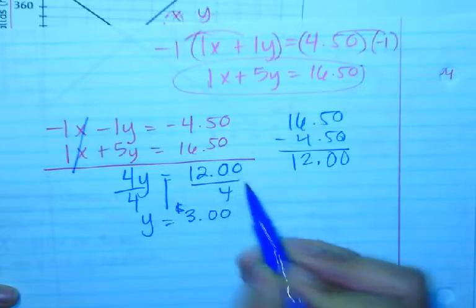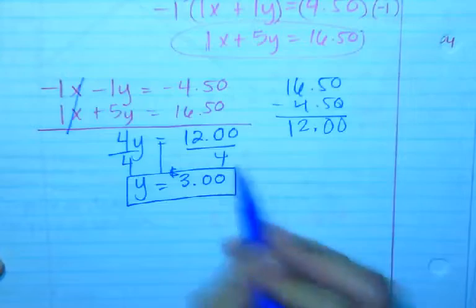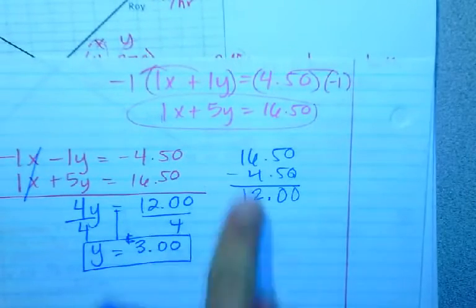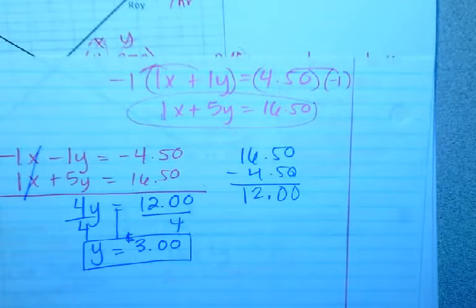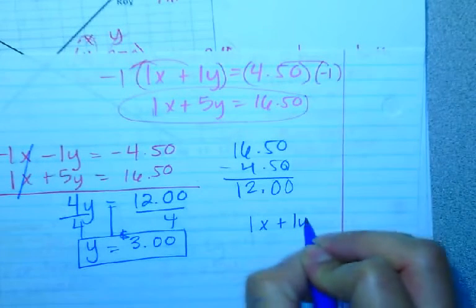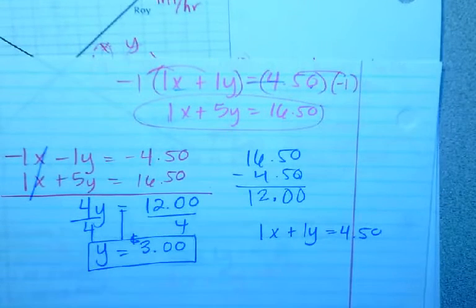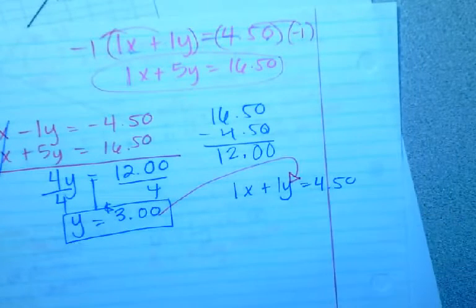And you don't have to put the decimals. I'm just doing it because it's in dollars. So now I know that the price of the sandwich is $3. Once I know one of them, I can use any equation to go back and see what the other one is. So in this case, I'm going to use that first one, the 1x plus 1y equals 450, like the original equation. Now I know y is $3. So I'm going to go back and substitute it in here to figure out what the x is.